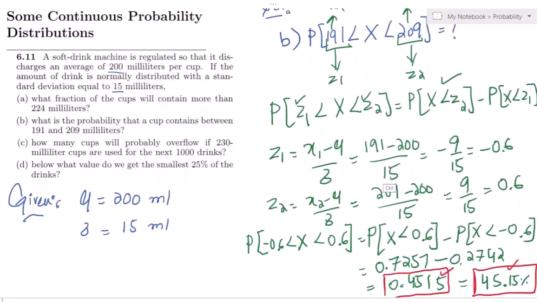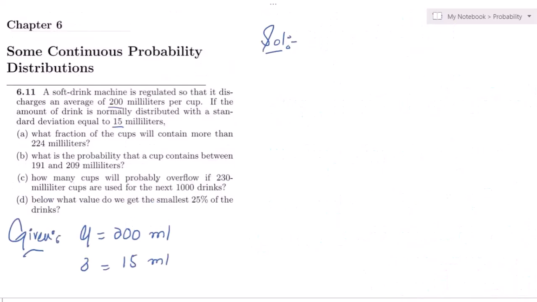Let me remove it. In part C, how many cups will probably overflow if 230 milliliter cups are used for the next 1000 drinks? Okay, means the probability that X is greater than 230 milliliters, this is the threshold amount, and the amount which exceeds it is basically the overflown amount. So therefore it would be what?